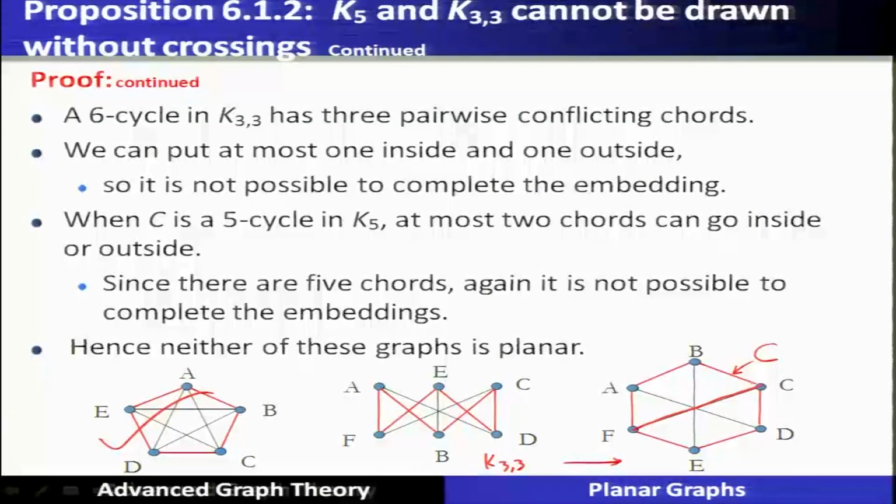The first chord we draw inside, the other chord we can draw from the outside, hence the conflict we can remove. Remaining is the third chord. If we draw from this side, even then it will cross the outside chord. If we draw inside, then it will cross the inside chord. Hence we cannot draw K33 without crossings. So therefore these graphs are not planar.